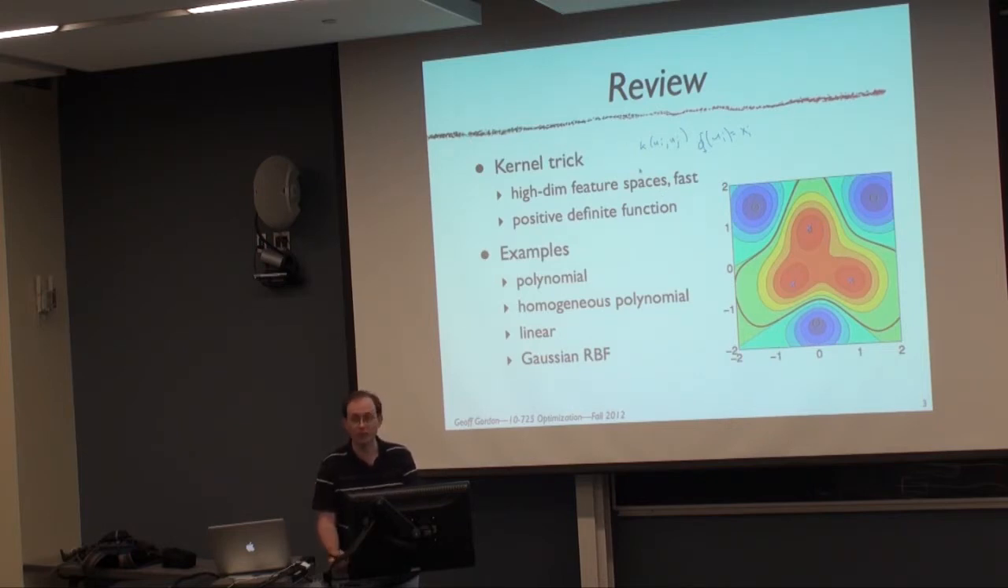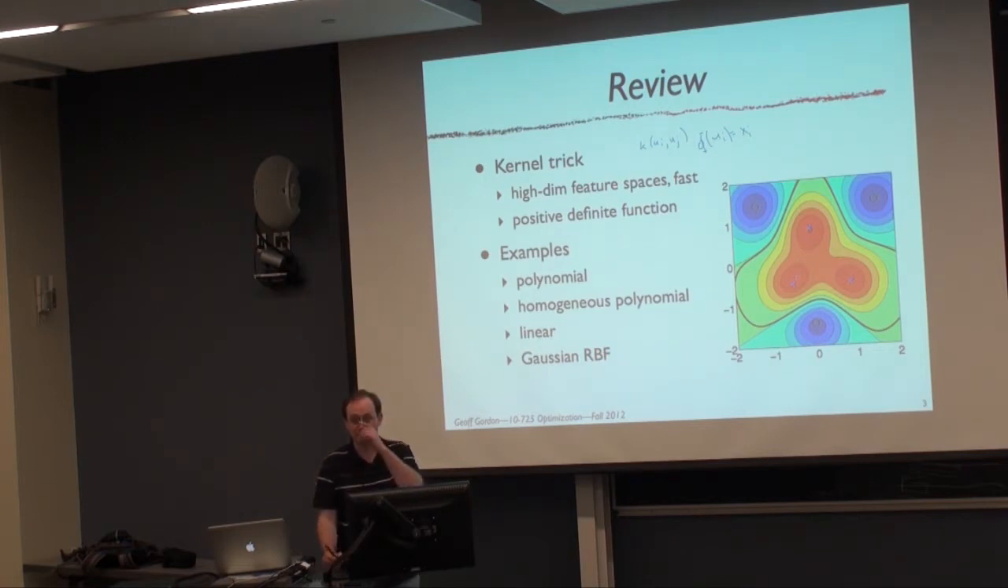People have gone and proved a bunch of useful functions to be positive definite. We gave the examples of polynomials, homogeneous polynomials, the linear kernel, of course, and Gaussian radial basis functions. So here's the very colorful picture of a Gaussian radial basis function, and it can let you have basically any smooth decision function, and then the level set of that decision function would be your decision surface. Okay? So questions on support vector machines?